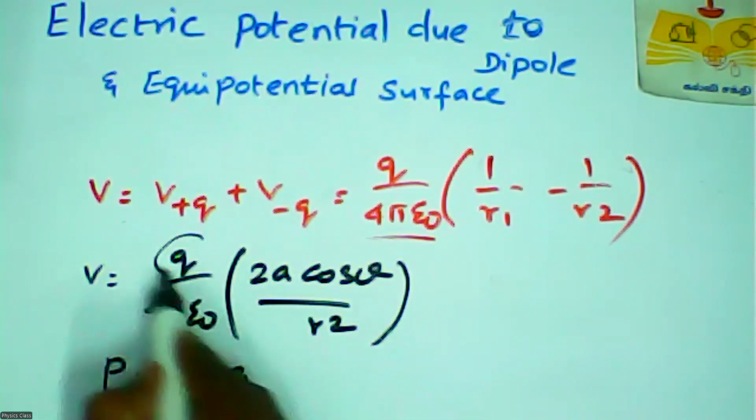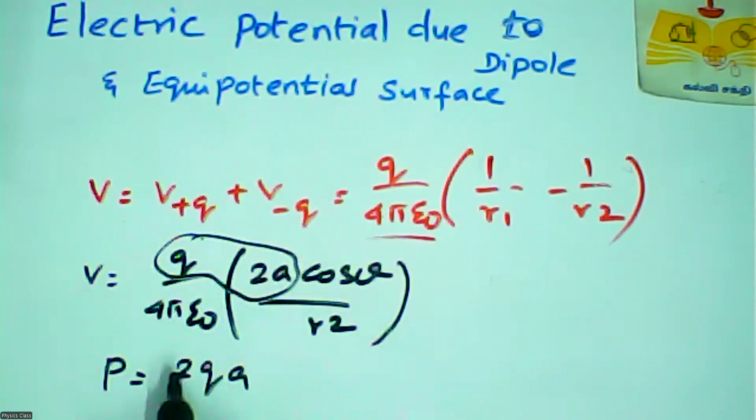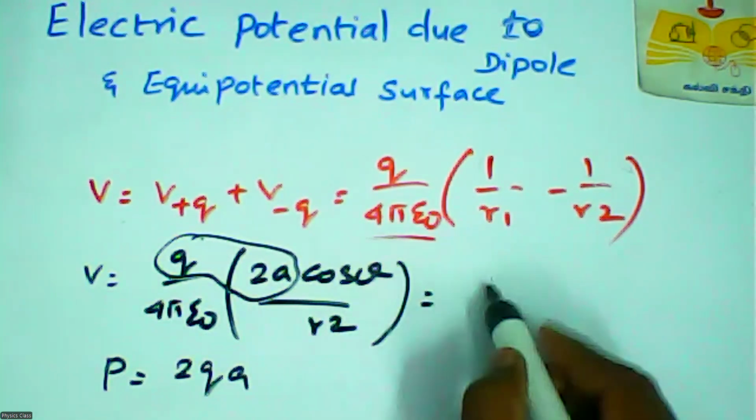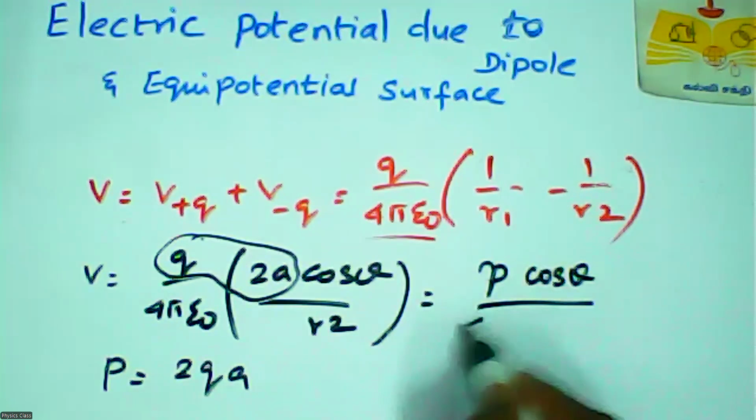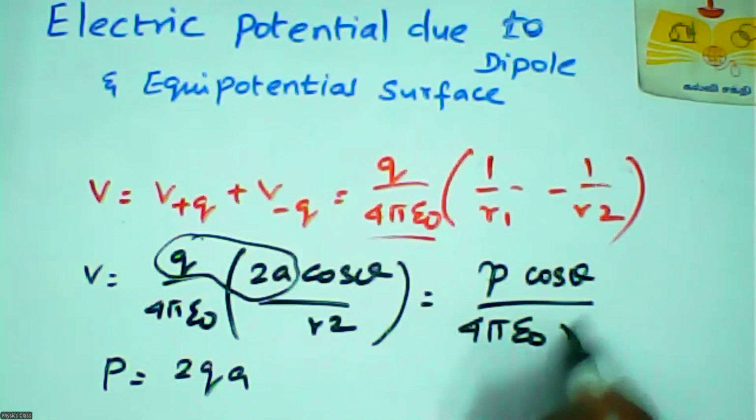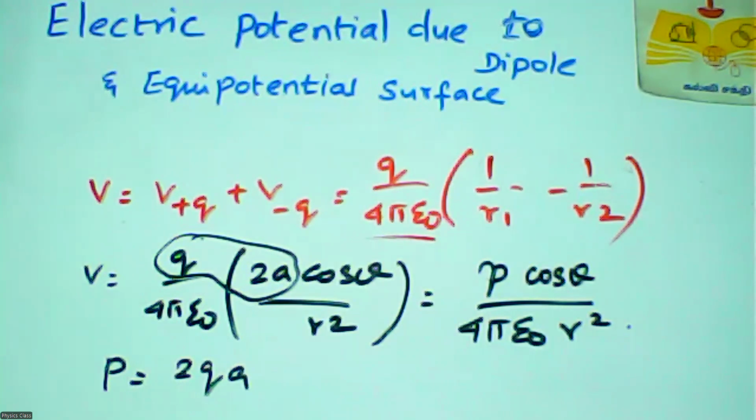Here you can see the 2QA. So we can place P cos theta by 4 pi epsilon naught R square. This is the total potential. This is the total potential at the point P. Okay.